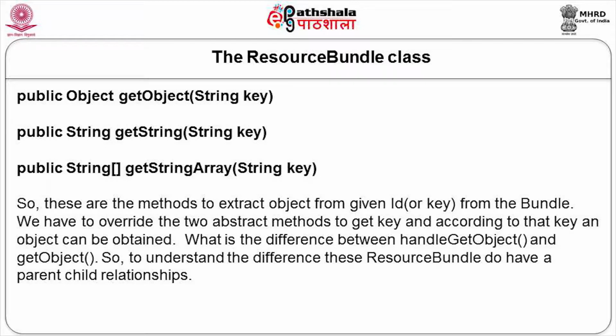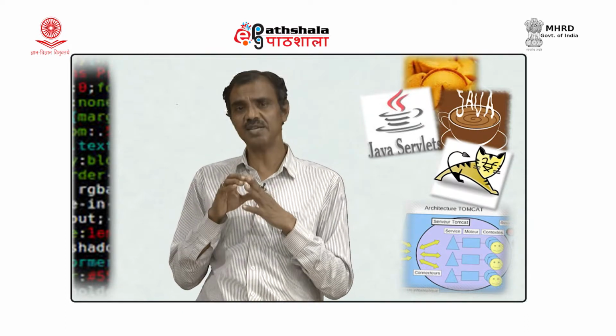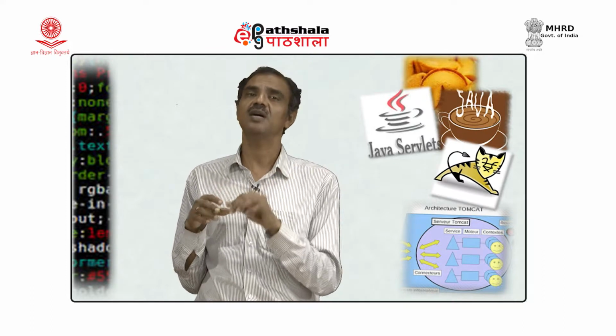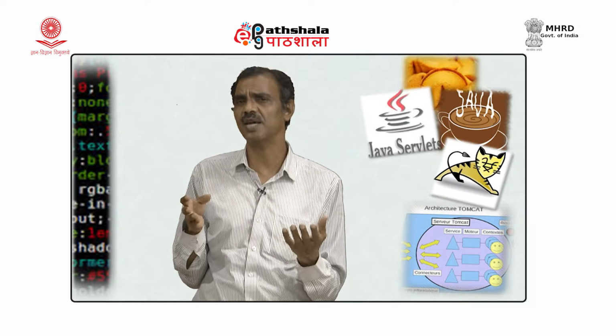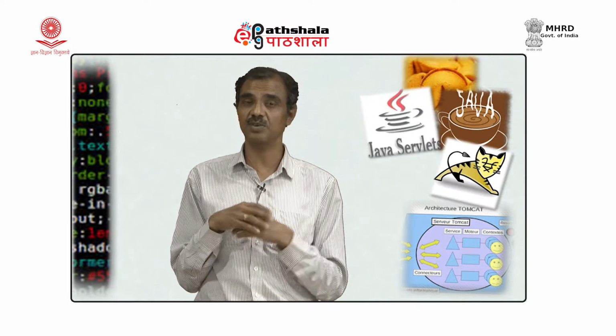So the resource bundle has such methods, but there are two methods we need to override. Those two methods are used for indicating what the keys are, plus a mapping from a given key to its object. Now, you can see handleGetObject is an abstract method, and we also have another method called getObject. What is the difference between them?